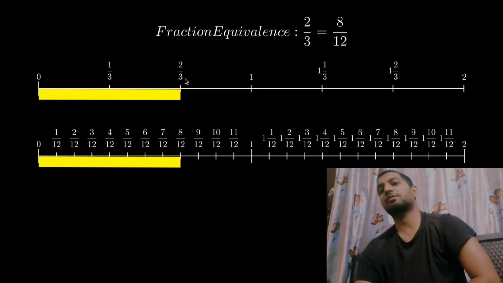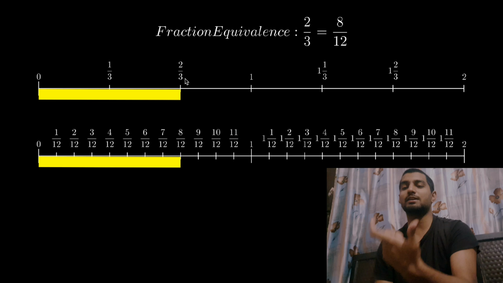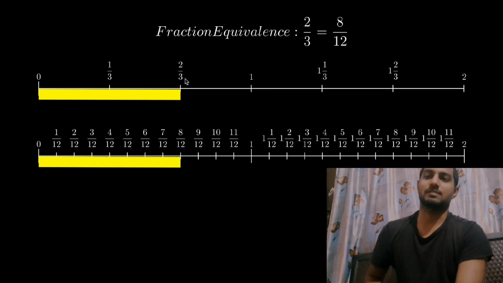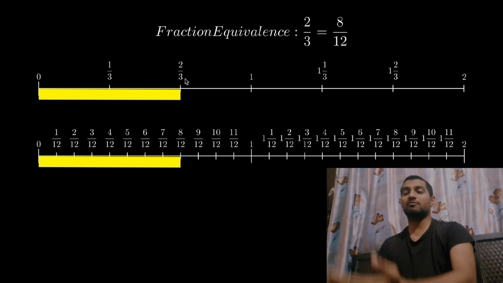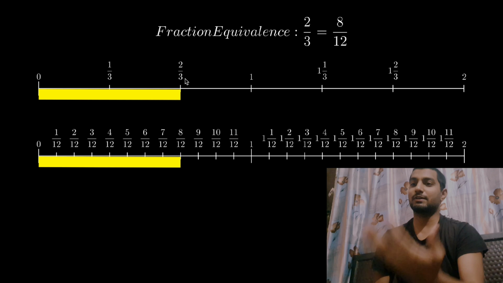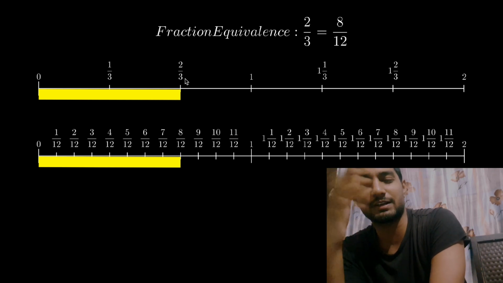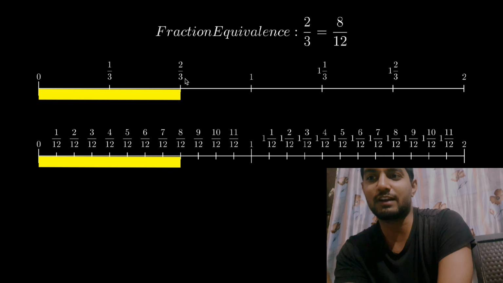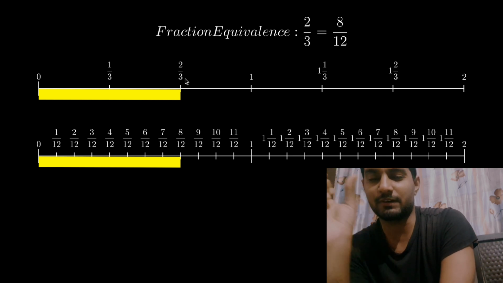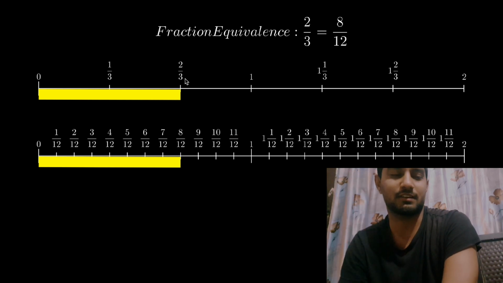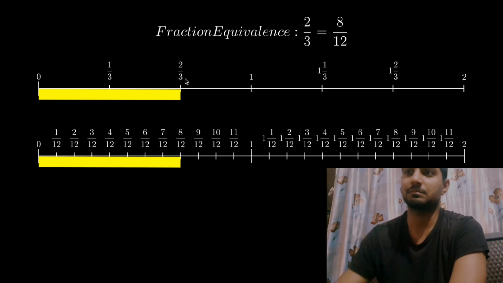So we can say that the same length could be represented by multiple fractions. It could be 2 by 3, it could be 8 by 12, it could be 16 by 24, it could be anything, right? So you can check different number lines and split them, and see different fractions between 0 and 1, and you can map it and see where this exists.